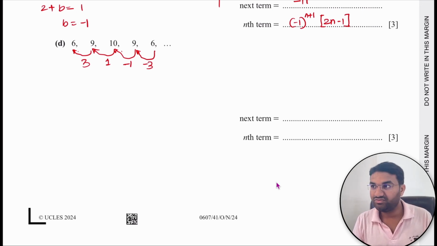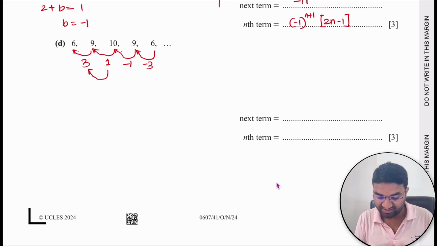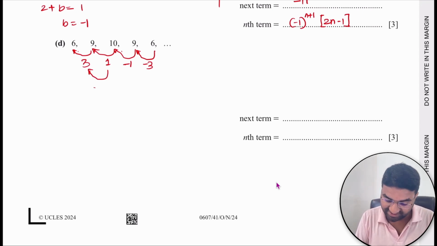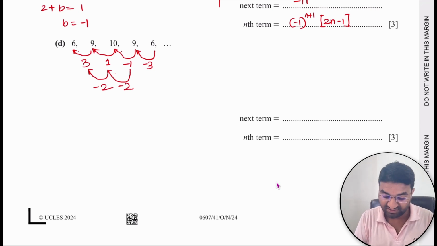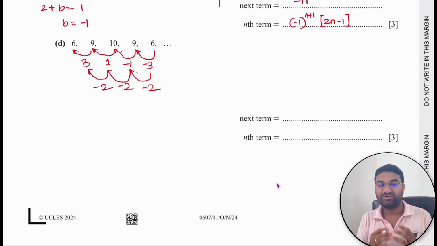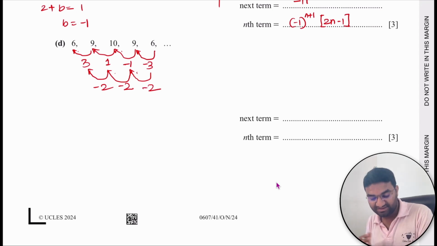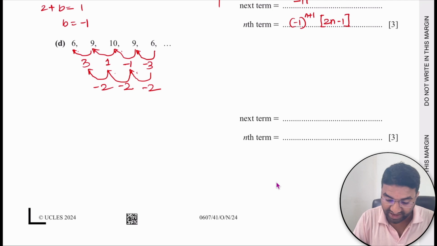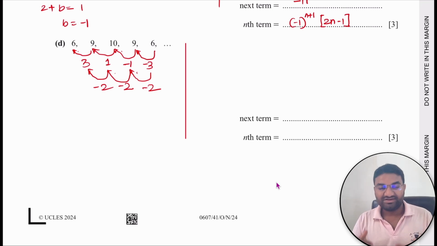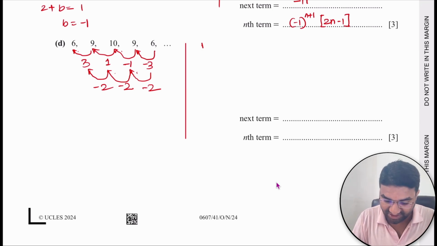All right. Then we will take the second difference. Fine, the second difference is 1 minus 3 is minus 2. Then minus 1 minus 1 is minus 2. Minus 3 plus 1 is minus 2. So our second difference we are getting is negative 2. Fine. So which sequence do we have to use? It's a quadratic sequence. We got it, isn't it?